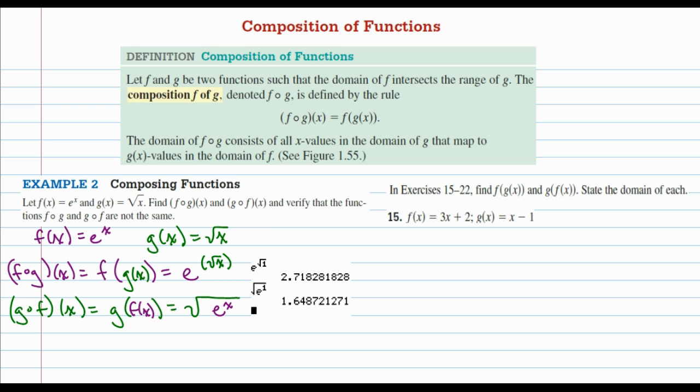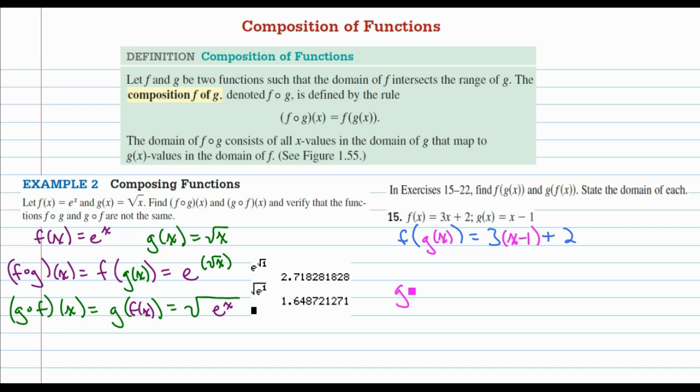The now try problem for example 2 is exercise 15. Find f of g of x and g of f of x, and then it also says state the domain of each. So f of g of x, so I'm going to make f the blue function, g the pink function. F is 3x plus 2. But instead of using x for the input, I'm going to use the g function for the input, x minus 1. So that would be f of g of x.